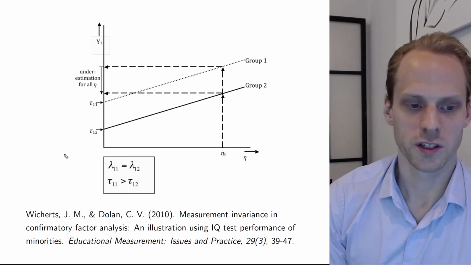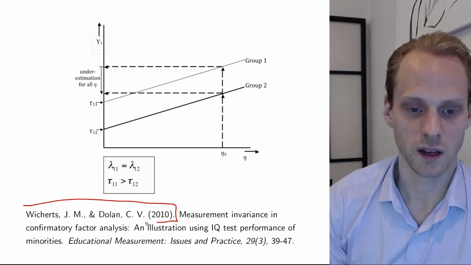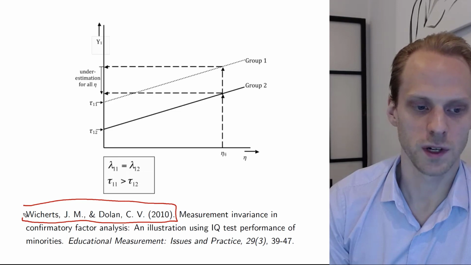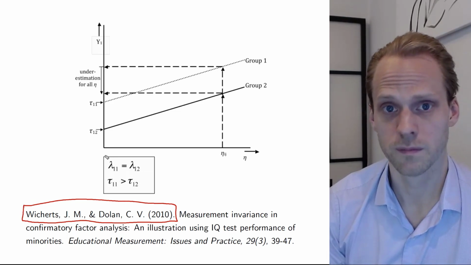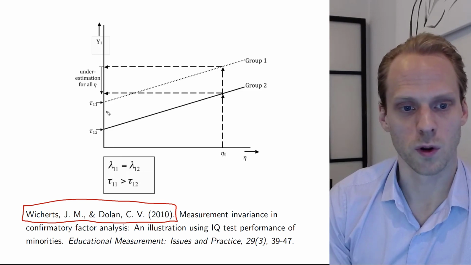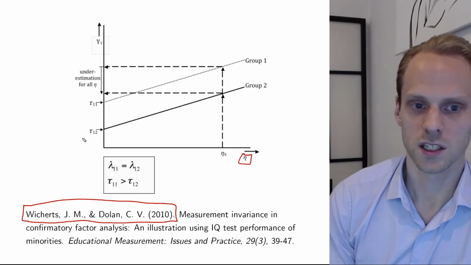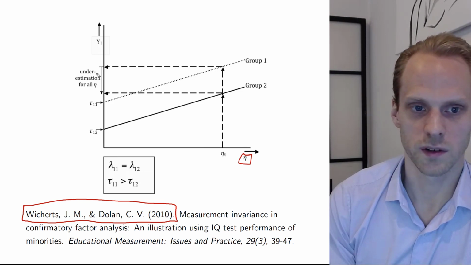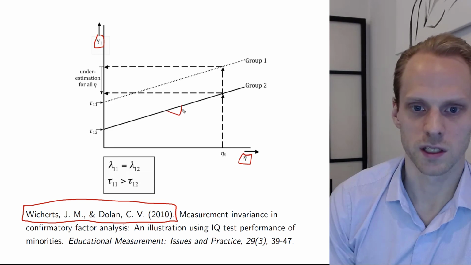So measurement invariance is also explained in this really nice paper by Jelte Wicherts and Conor Dolan from 2010. That explains some really important concepts in detail, and also the steps that I show in the slides as well. So this is an example of a test item that's biased. So we have eta here, and this is basically our regression on the latent variable. Right? So here we have the item score, and the slope here is lambda.